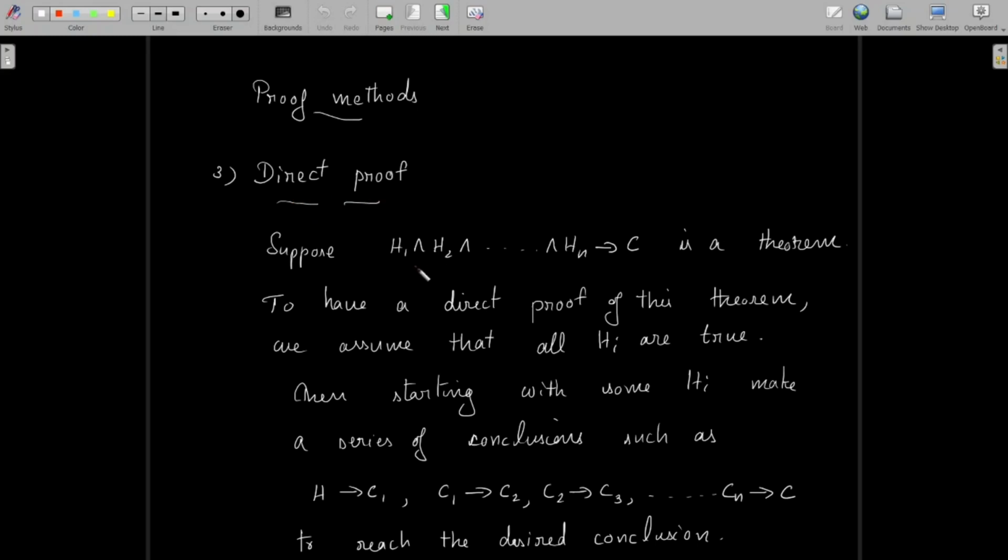Suppose we have a theorem H1 and H2 and etc. and Hn implies C. To have a direct proof of this theorem, we first assume that all these hypotheses H1, H2, etc. Hn are true. And starting with some Hi, we make a series of conclusions such as the hypothesis H implies some conclusion C1, then C1 implies C2, C2 implies C3, etc. Finally, we arrive at the conclusion C.